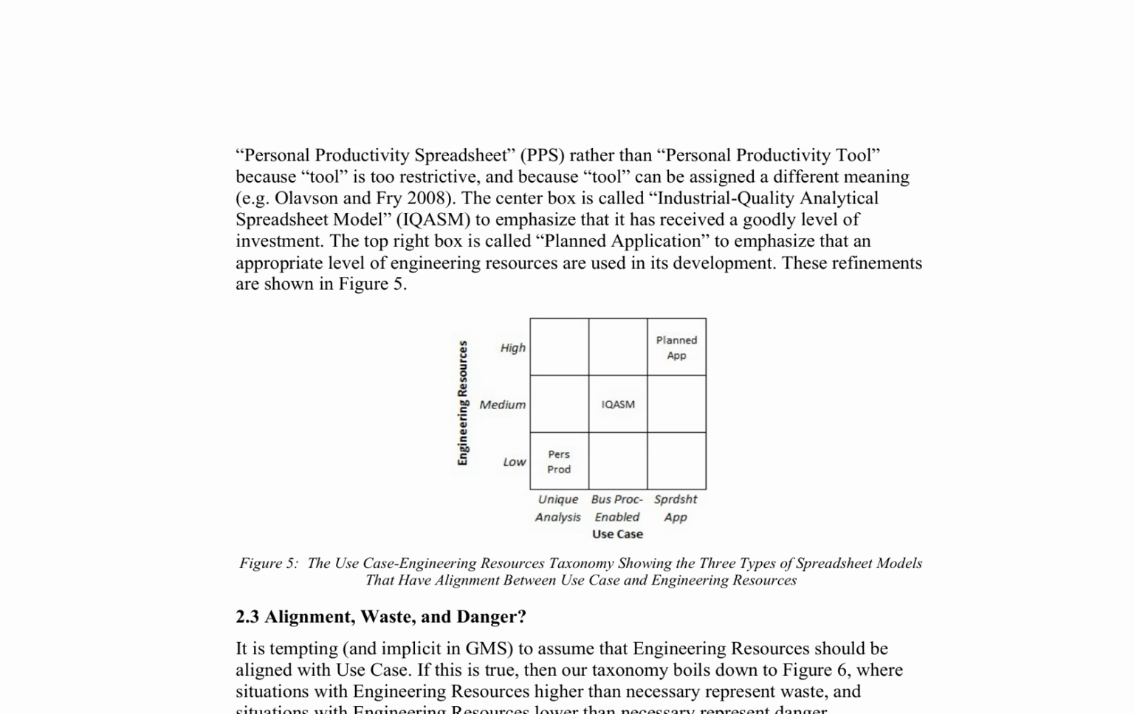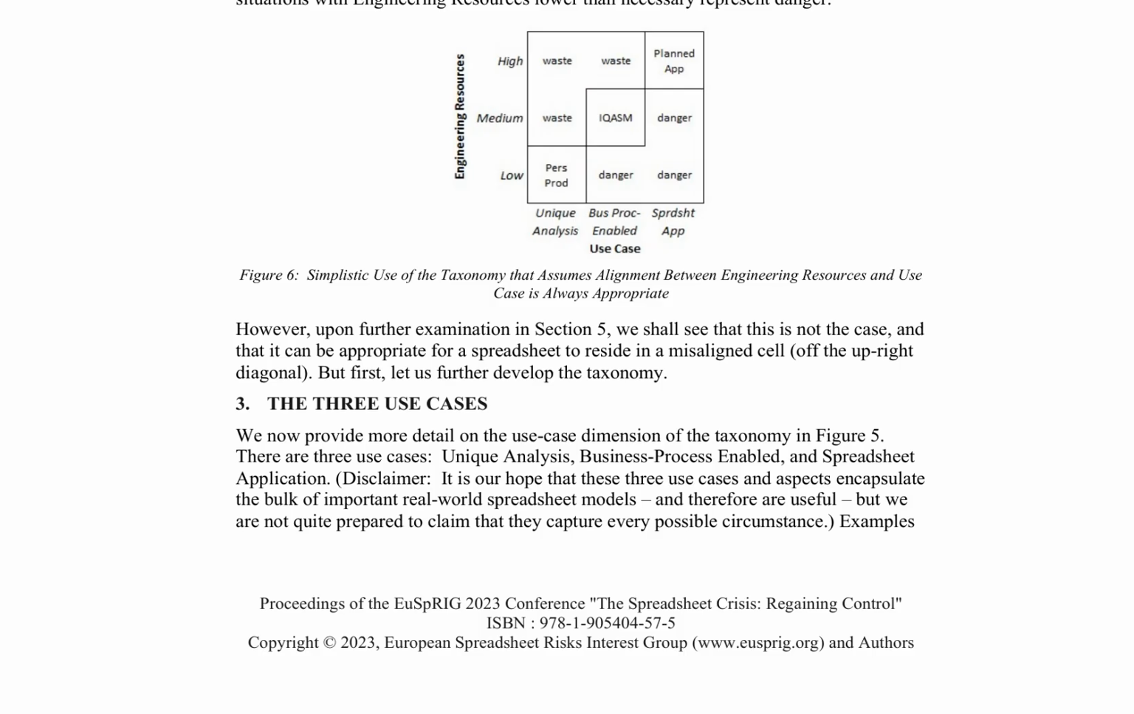The Use Case Engineering Resources Taxonomy, illustrated in Figure 5, highlights the importance of aligning use cases with engineering resources. However, the authors argue that a direct alignment between the two is not always necessary. Figure 6 presents a simplistic representation of the taxonomy, assuming that engineering resources should be aligned with use cases, resulting in waste when resources exceed requirements and danger when resources fall short. The authors contend that this assumption is not always valid, and that it can be suitable for a spreadsheet to exist in a misaligned cell.